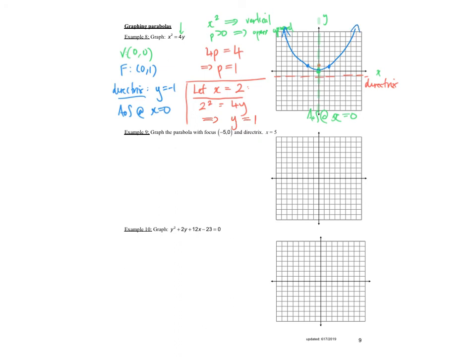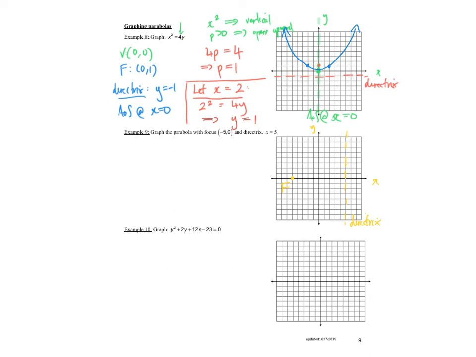Next, let's look. We want to graph the parabola whose focus is -5, 0. So that's 1, 2, 3, 4, 5. That's our focus, and the directrix is at x equals 5. So 1, 2, 3, 4, 5. Our directrix is there.